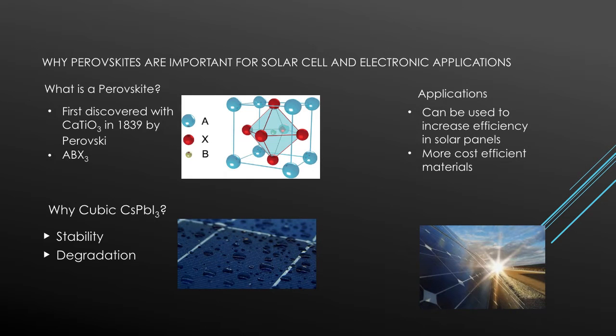So a little bit of background about perovskites. They were first discovered by Perovsky in 1839, with the first one being calcium titanium oxide, and they typically have the structure ABX3 with two cations joined by one anion, as shown in the top left figure. Also, some applications are that they can be used to increase the efficiency in solar cells, and they're more cost efficient as opposed to materials like silicon.